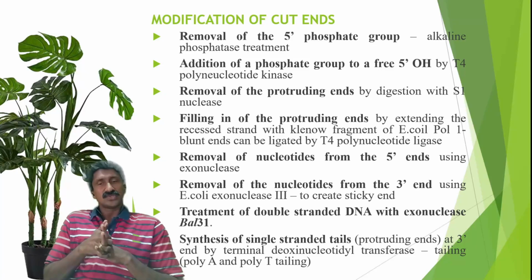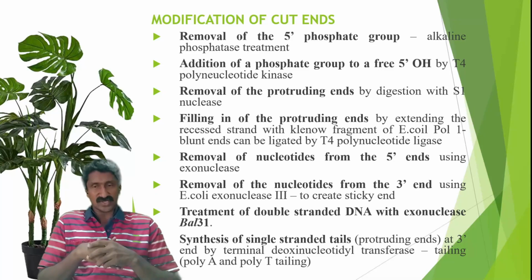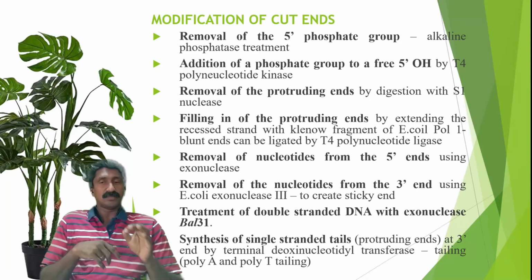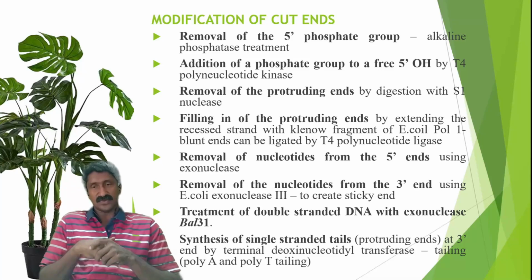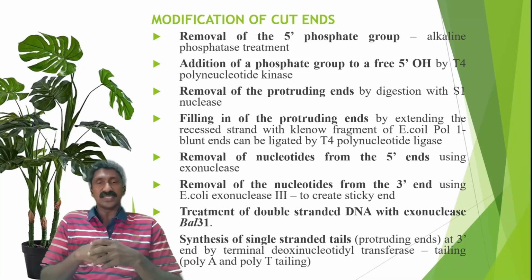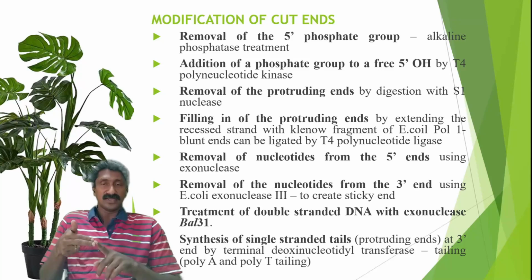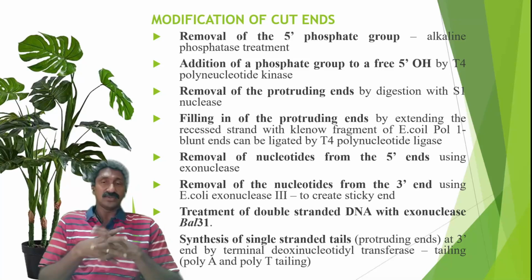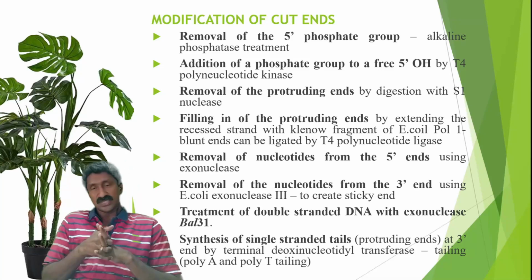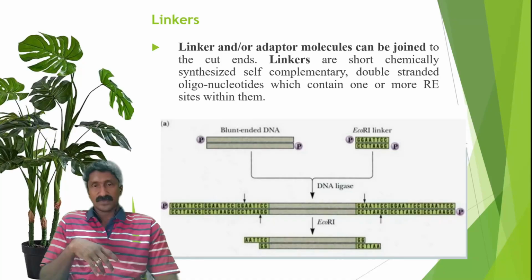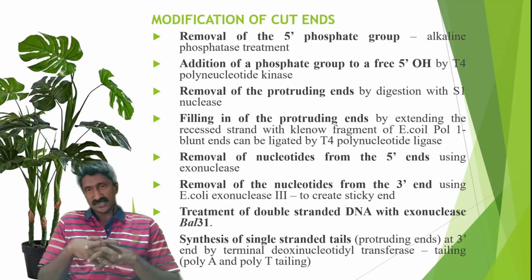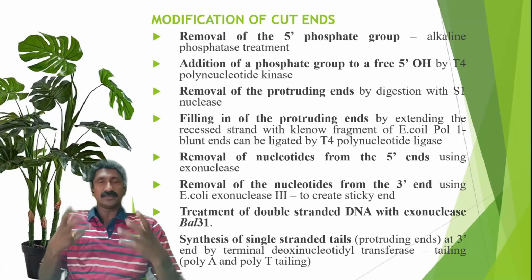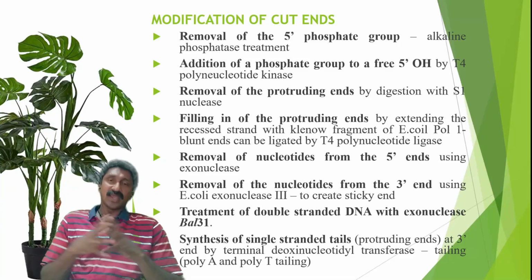Then synthesis of single strand tails or protruding ends at the 3' end by terminal deoxynucleotidyl transferase. For example, a poly A or poly T can be added to the 3' end of one of the strands. You can add multiple A units or T units so that a tail of poly A or poly T can be added by terminal deoxynucleotide transferase. So these are various modifications which will alter the end portions of the strands after cutting the DNA strands.